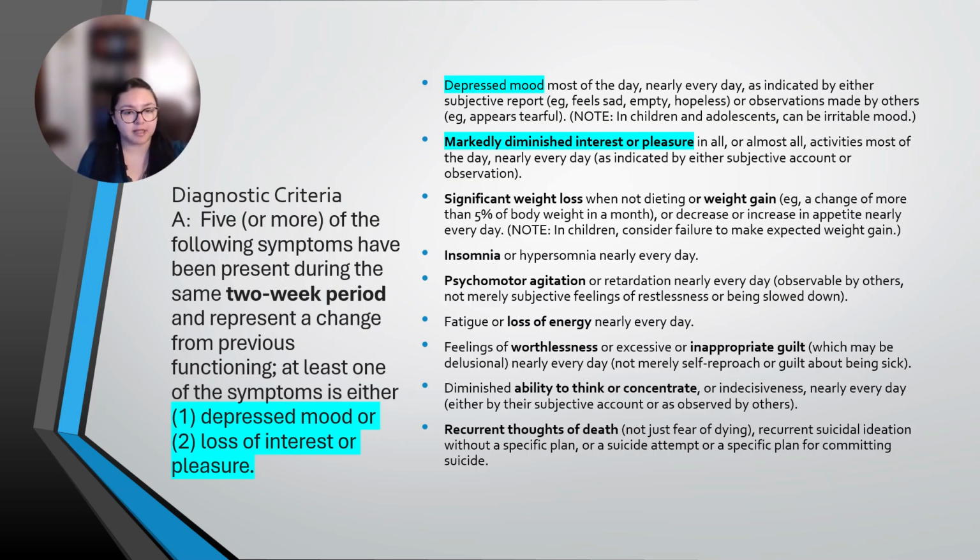Insomnia, hypersomnia, nearly every day. Psychomotor agitation or retardation, nearly every day. Fatigue or loss of energy, and then feelings of worthlessness or excessive inappropriate guilt. Diminished ability to concentrate and recurrent thoughts of death. So these are the criteria, the main ones you're going to be going over, with symptoms you're going to be looking for with depression. Thinking back to our characters, do they meet criteria based on criteria A?